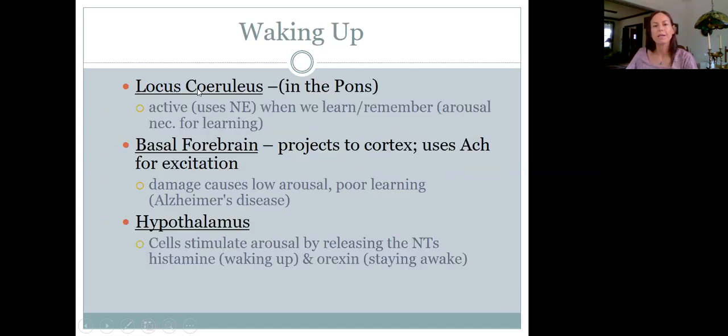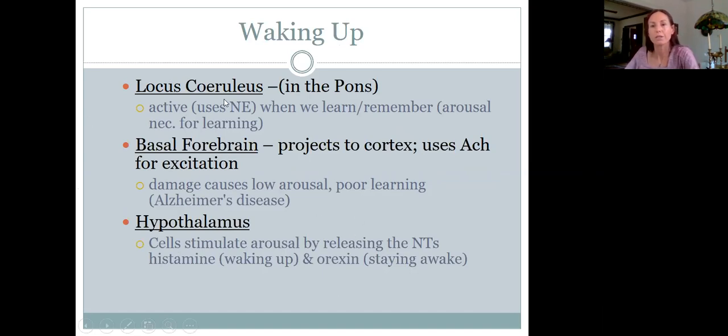Okay, a few other areas. Well, we talked about the basal forebrain. That's going to project to the cortex using acetylcholine for excitation. The damage to that area causes low arousal and pretty poor learning just because you don't have the arousal enough to learn. You know, when you're very tired, it's hard to learn things. So that happens in Alzheimer's disease. We do see that. So the basal forebrain is really, really important.